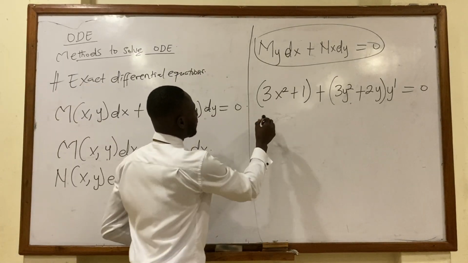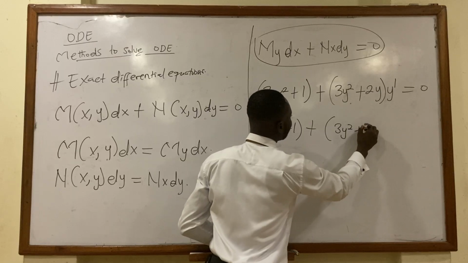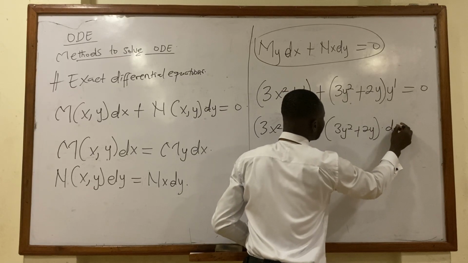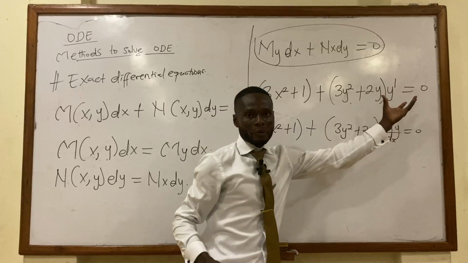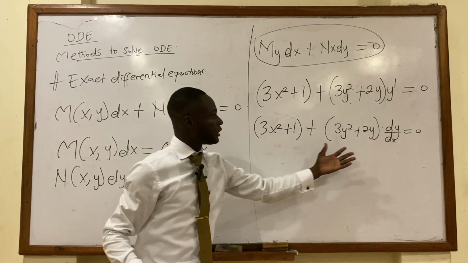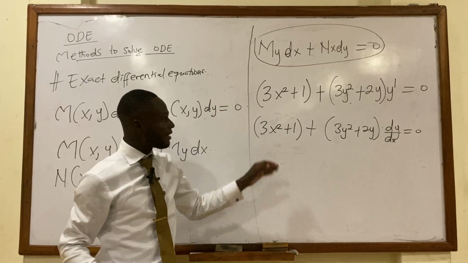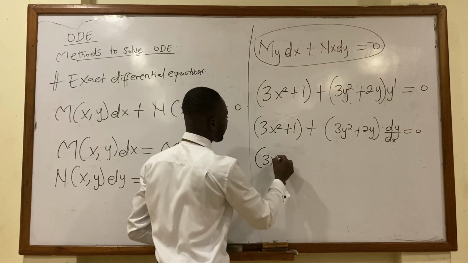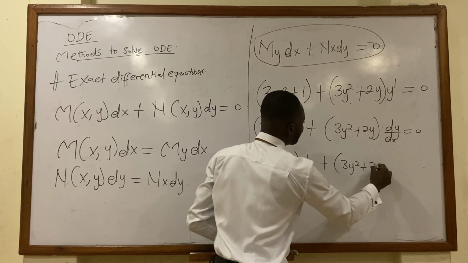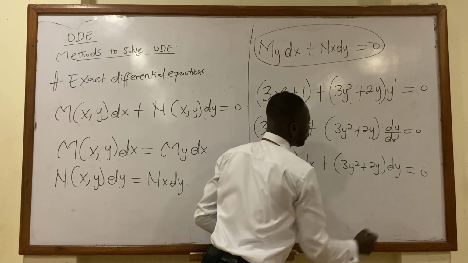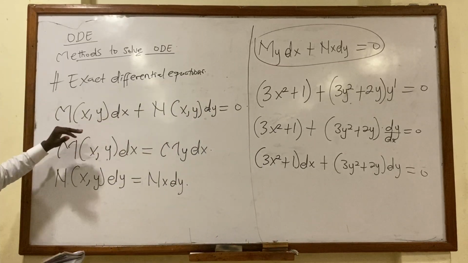All right, so we have 3x squared plus 1 plus 3y squared plus 2y times dy dx equals 0. Basically we know that y prime is the same as dy dx. All right, so that is what we do over here. And then we know that this dx can be multiplied through to have 3x squared plus 1 dx plus 3y squared plus 2y dy, and that should be equal to 0. All right, so now we have it in the standard form as the function.